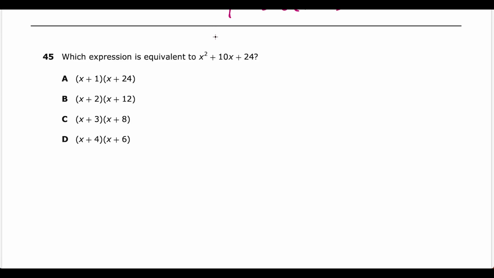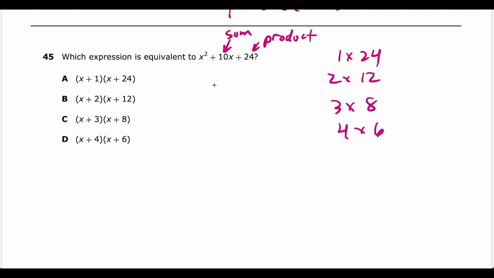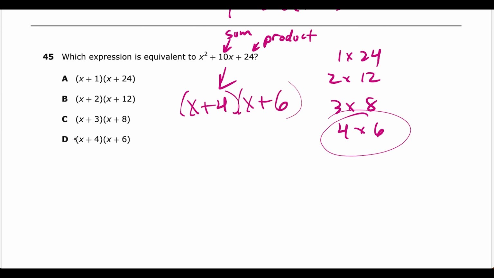So factoring and being able to add quickly in your head. Here, we want to factor this expression. We need two numbers that have a sum of 10 and a product of 24. So you think about all the factors of 24, like 1 times 24, 2 times 12, 3 times 8, 4 times 6, and then we think which of these add up to 10. It's going to be these two. So this breaks down to x plus 4 times x plus 6. That's how we factor this quickly, and this is going to match choice D.